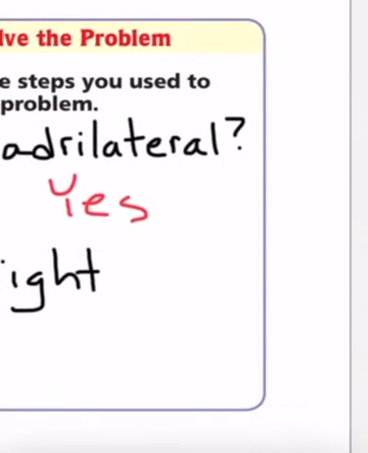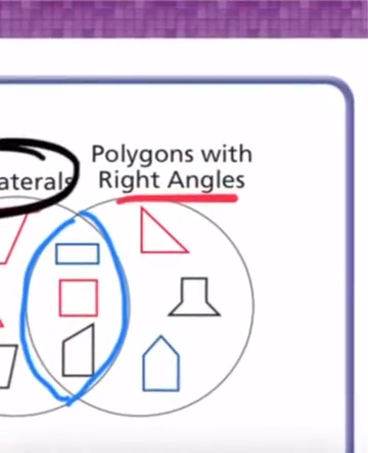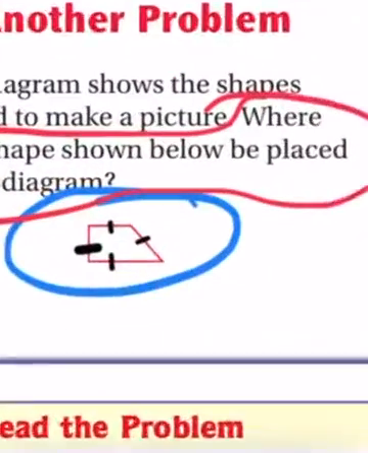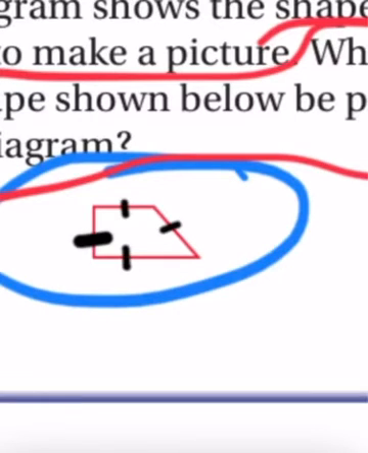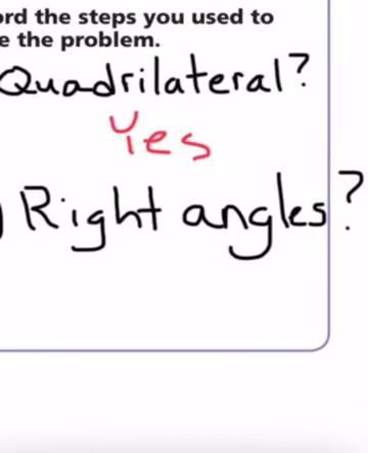So then the second thing I'm going to ask myself, does it have right angles? Because that's the second category in the Venn diagram. If we take a look up here, polygons with right angles. Well, let's look at our polygon. Does it have any right angles? I'm going to erase everything on it there. Let me change to a pen, there we go. Right here, that's a right angle. That's also a right angle. So yes, it has two right angles actually. So right angles, yes, it has those two.